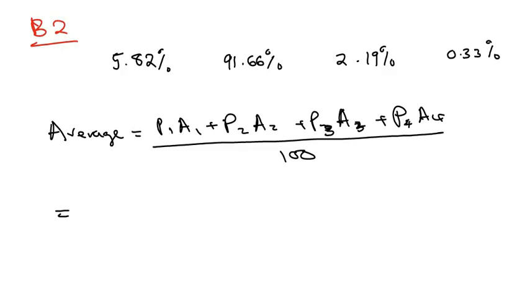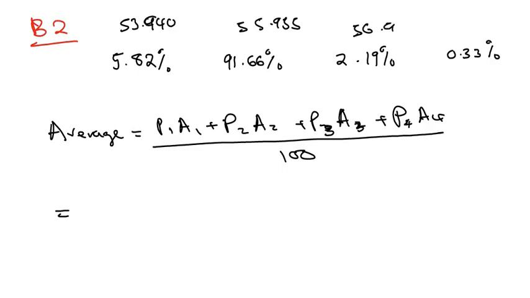So question B2, they have given us the percentages of each isotope. That's what we are given. And we're also given the respective atomic masses. So we're going to multiply the respective atomic masses. So here we're given 53.9440. Then here we have 55.935. So we're just going to multiply everything by their respective percentages.